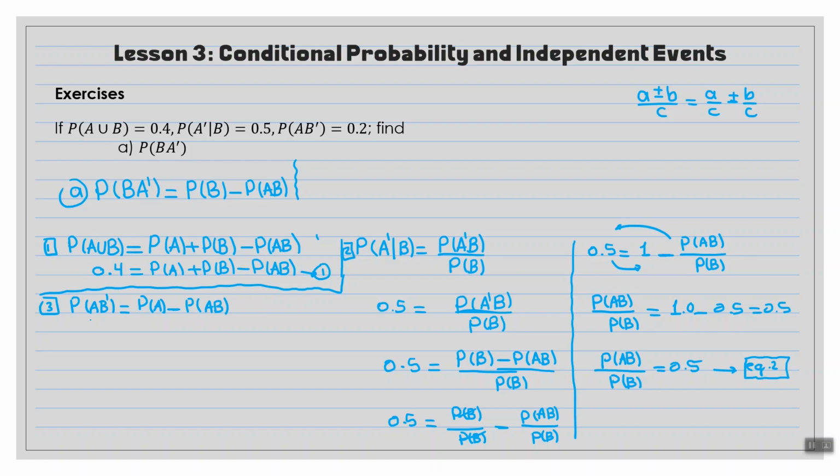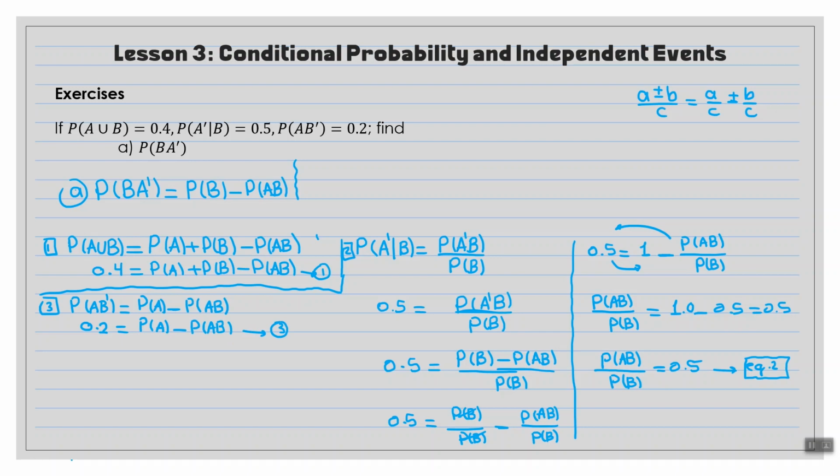Now, from here, everything will be solved. Look, the probability of AB dash is equal to 0.2. Do we have the probability of A? Of course, not yet. Do we have the probability of AB? Of course, also not yet. Now we will call this equation 3.